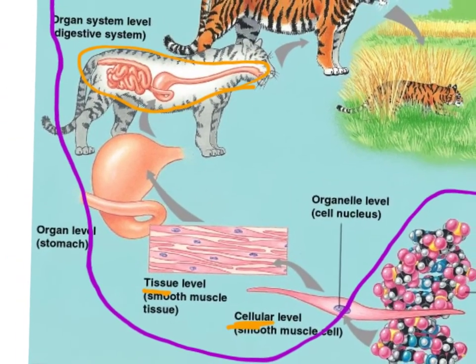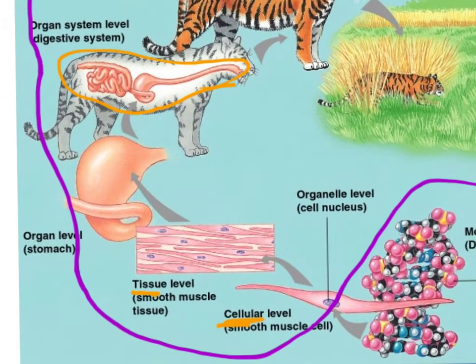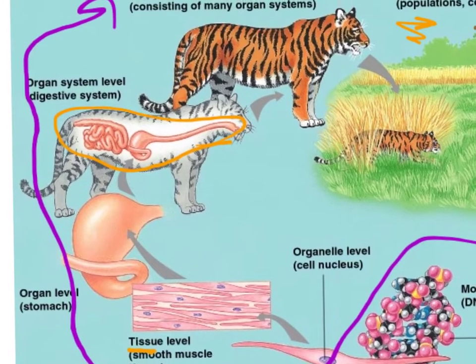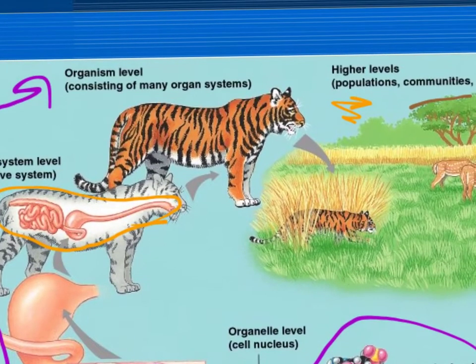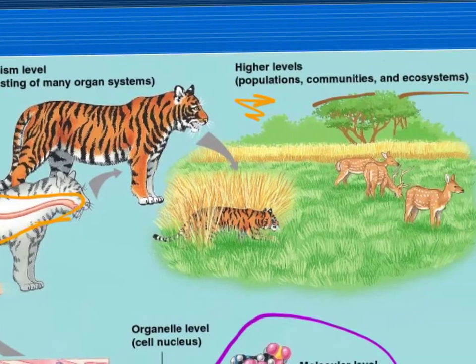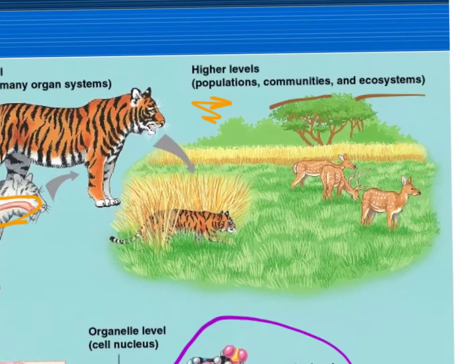Many cells together will make a tissue. After tissue, you get an organ. Many organs make an organ system. After organ system, you get an organism. And then you can even look at ecology. Many different organisms will make a population. Many different populations make a community. And then you get ecosystems, which are the living and non-living parts of a location.